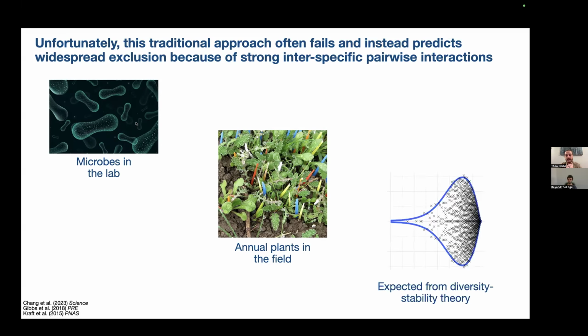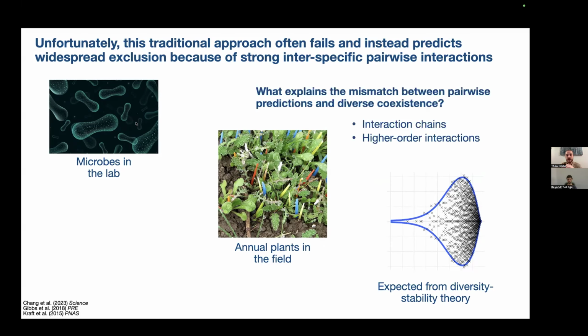And in fact, this relationship between strong interspecific pairwise interactions and the lack of coexistence has been predicted by theory, started by Robert May in 1972, essentially showing that as communities become more diverse and the interactions become stronger and more variable, you're very unlikely to see stable coexistence of the whole community. So what explains this mismatch between predictions based on pairwise experiments or pairwise interactions and diverse coexistence?